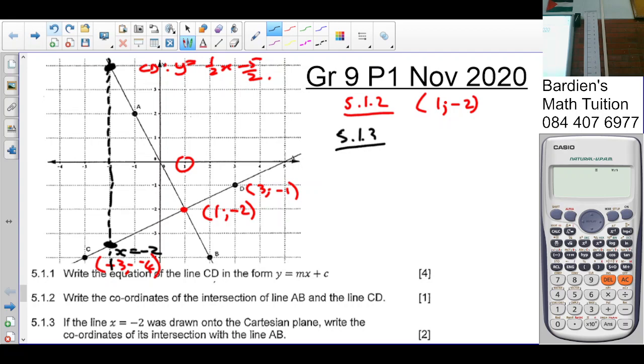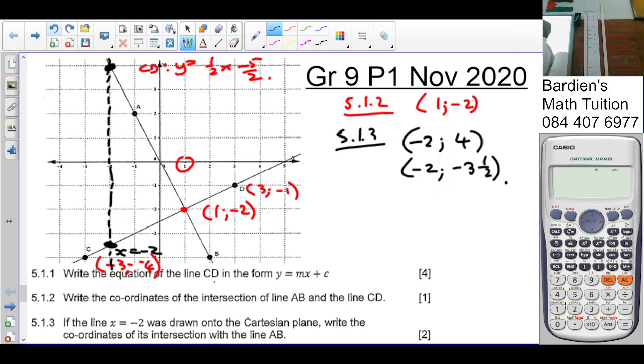So the point of intersection is, what's your x value there? Negative 3 and a y value of 4. That's the one point of intersection. The other one is going to be negative 2, so not 3. Negative 2 and 4. And negative 2 and, what is that coordinate? Negative 3 and a half.